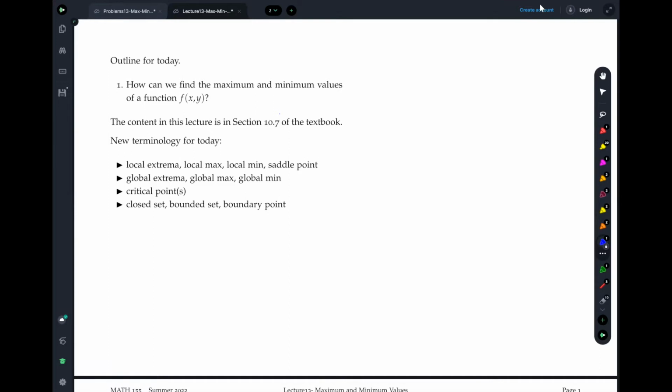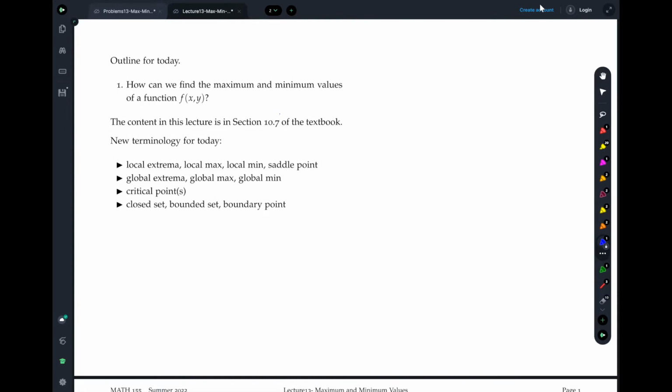So why might we care about this? Well, suppose you want to find the hottest or the coldest place on a map. You want to find the maximum or the minima. You might want to work out what the maximum yield is of a crop, depending on the types of nutrients that you supply. And you could supply multiple nutrients. That's why you'd have a function of multiple variables. So there's lots of different cases where we would be interested in trying to understand where a function achieves a maximum or a minimum.